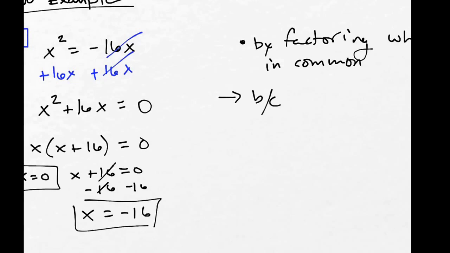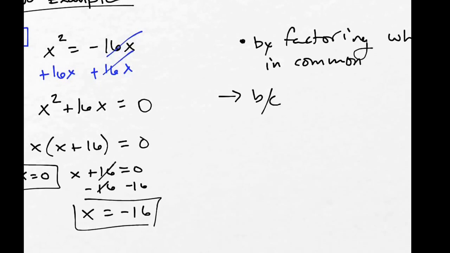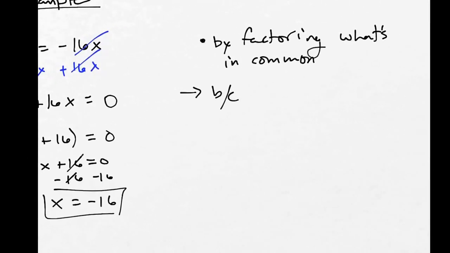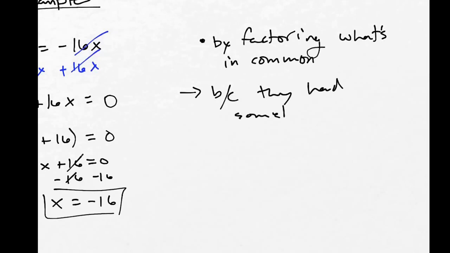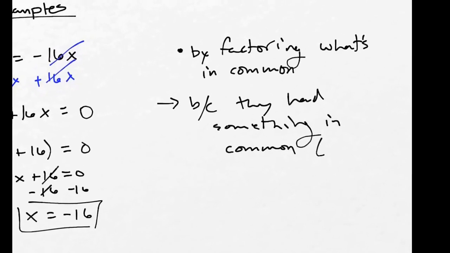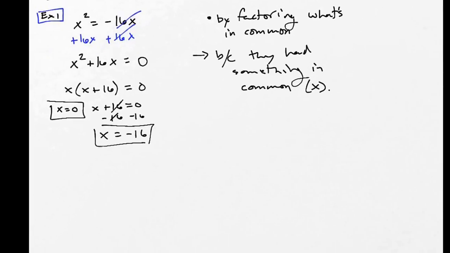You don't have to pay attention to the answers that are posted online. Those reasons are kind of weird, but these ones are, I feel like, more understandable. So we solved it by factoring what's in common because they had something in common, and that was the x. Cool. Let's move on to the second example.